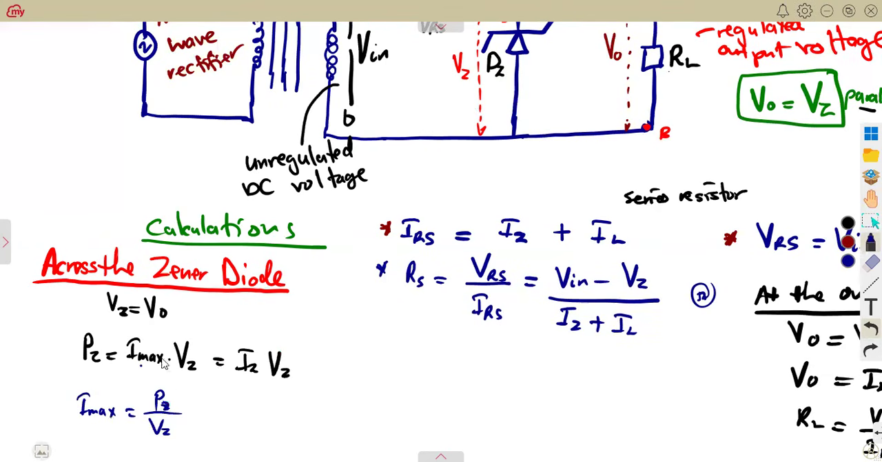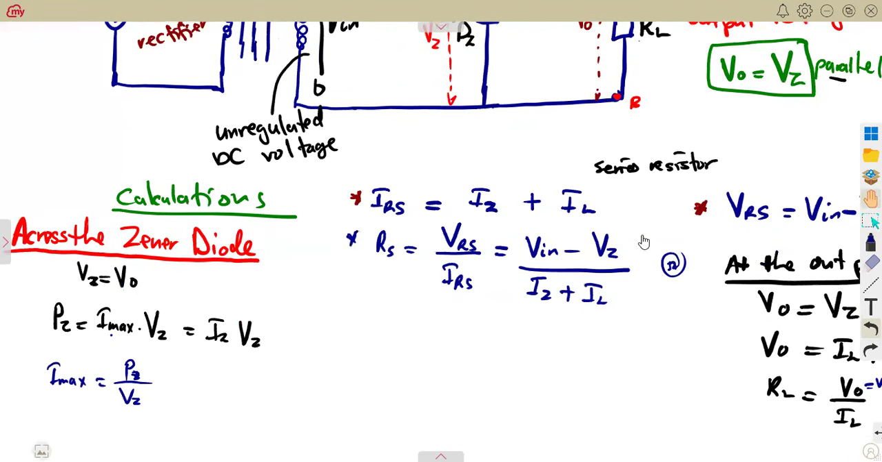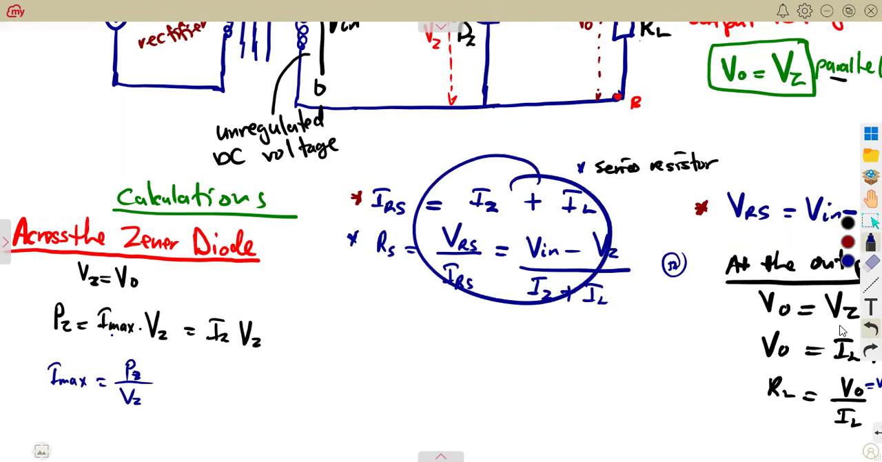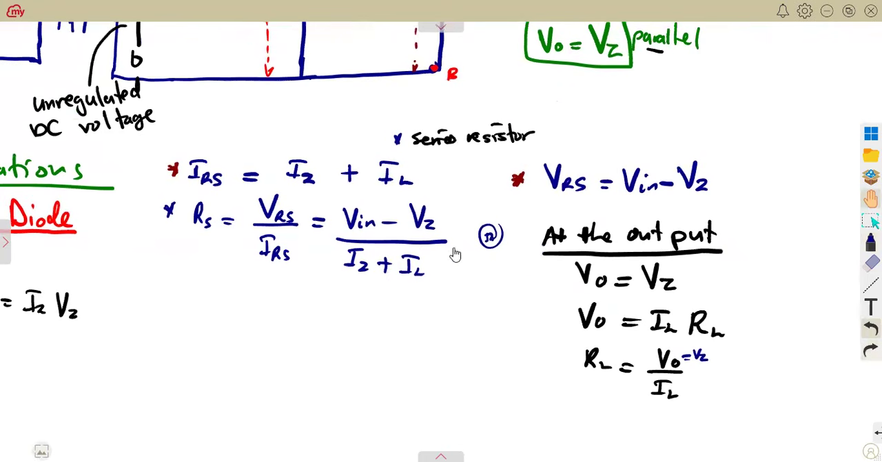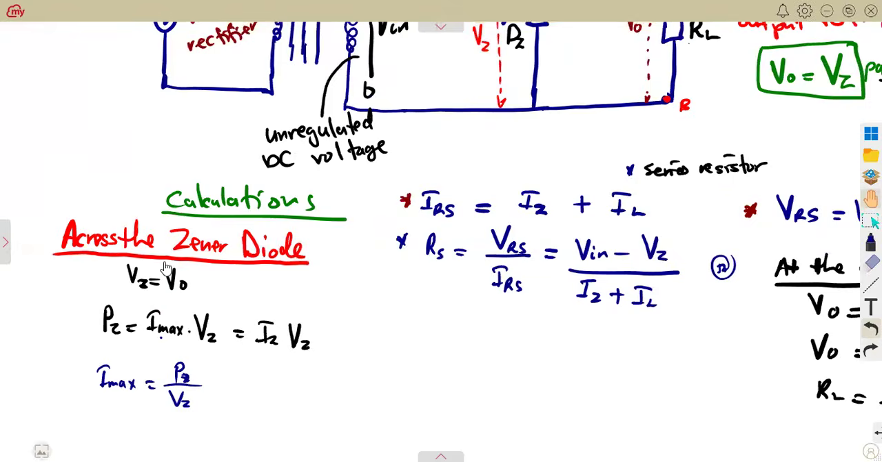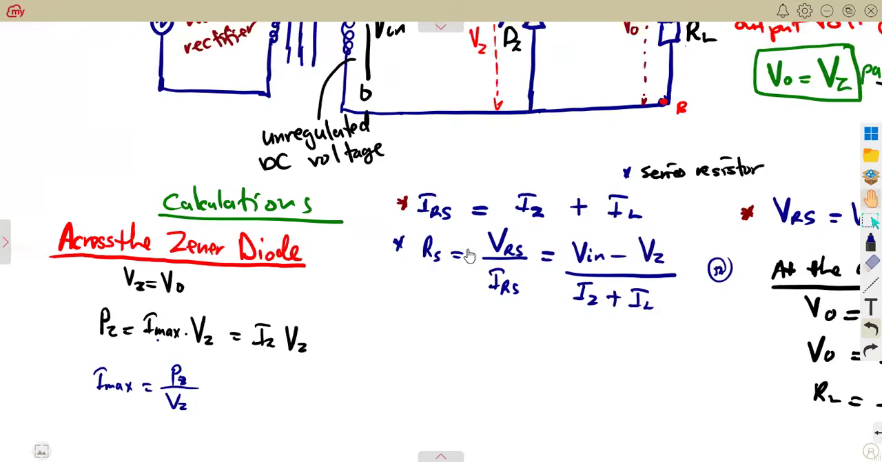This is across the Zener diode. So as you consider these calculations, it will be very, very important to see which part you are considering. Are you talking of the part across the series resistor? Are you at the output of the circuit? Are you considering across the Zener diode? So you must consider that in your calculations.